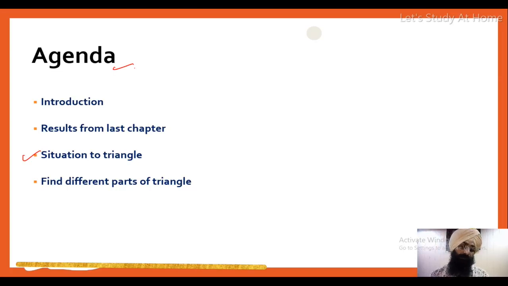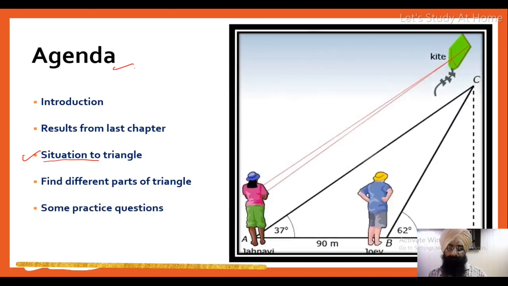Am I clear ji? We have to find the parts of the triangle. Sometimes we are given the hypotenuse and have to find the base or perpendicular, sometimes we are given the perpendicular and have to find the base and hypotenuse. But we will not be given any triangle; we will be given one situation, any situation will be written, and we will work further. Then we will do some practice questions from NCERT. We have looked at situations like this. Okay ji, come to the next slide.